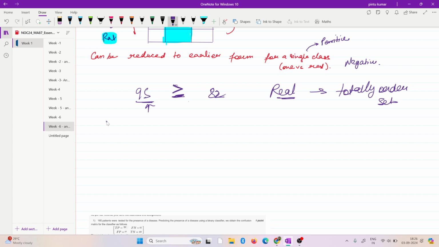But let's say somebody asks you to compare two vectors. Let's say one of them is 1, 0 and another one is 0, 1. How do you compare these two vectors? There is no straightforward way to compare these vectors.